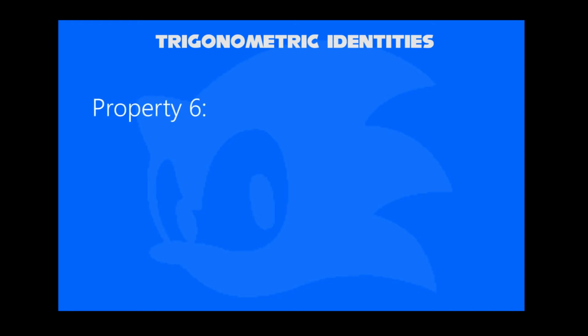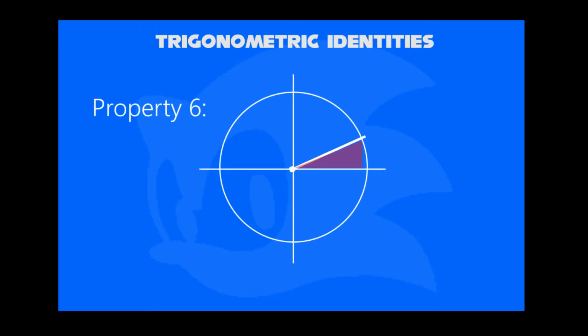Here, we're on the 6th property. The sum of two of the square trigonometric values is 1. Like square of sine x plus square of cosine x equals 1, as a constant length. In this diagram, the circle has a unit length of radius.